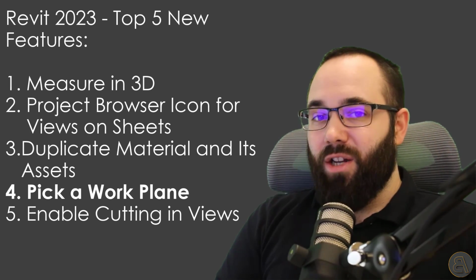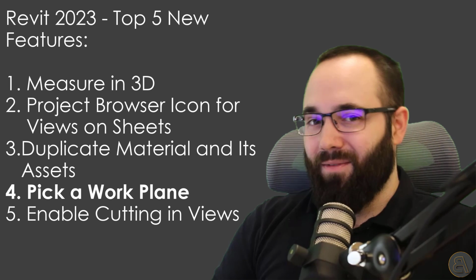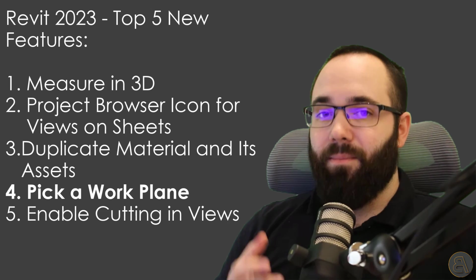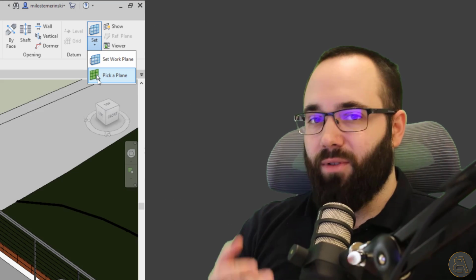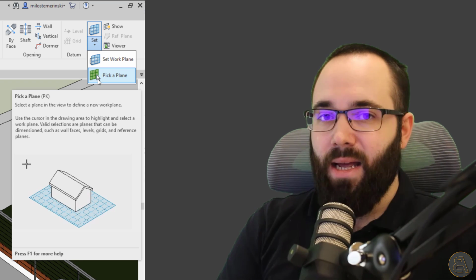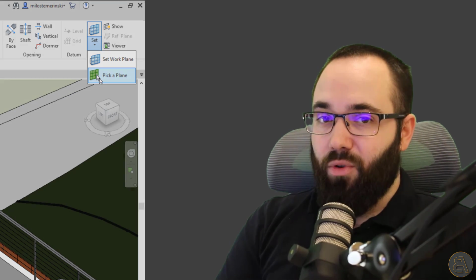Also, another change, kind of the same thing but easier to do, is the pick a plane option. When you want to pick a work plane, usually you would have to go through a menu. Now there's just a button, so you click on that and then you can pick a plane. I think that's a nice improvement as well.